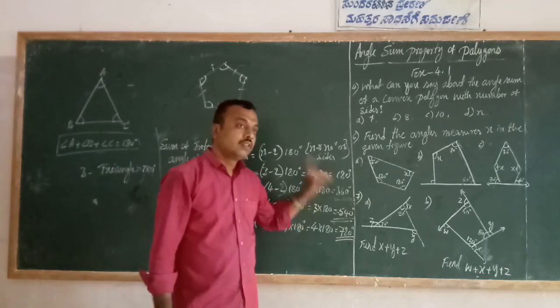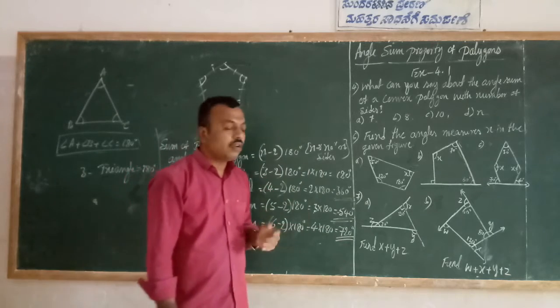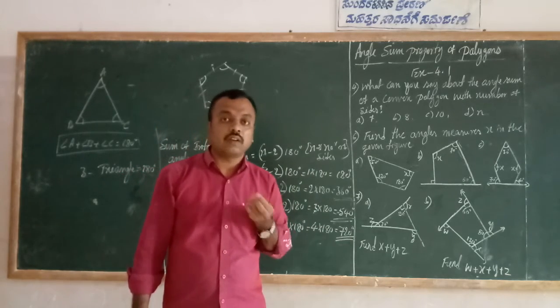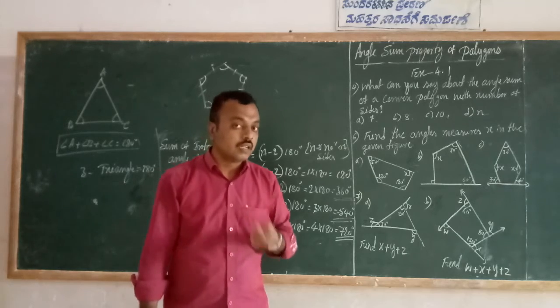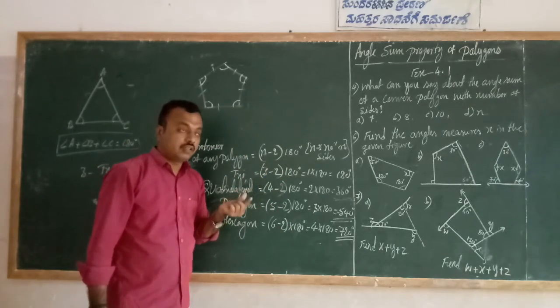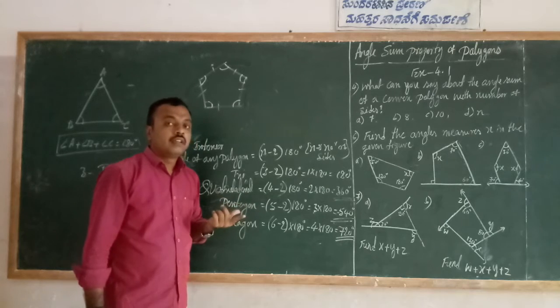Do you understand? So very simple. Whatever polygons are given, to find the sum of the interior angles of any polygon, you can use this formula easily. We have to find the sum of the angles in any polygon.